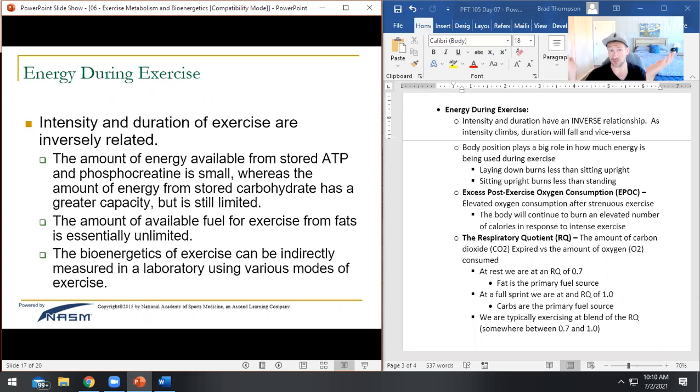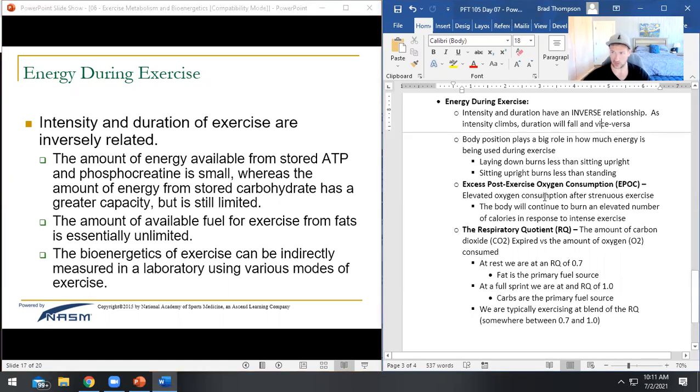Your 1 rep max can be done for 1 rep. If you can do it for more than that, it's not your 1 rep max, right? And so there's this inverse relationship. As intensity climbs, duration will drop. As duration climbs, intensity will drop. And this is why a 100-meter dash is extremely intense, whereas a marathon is extremely non-intense, at least in our vocabulary, right? When we're talking about intensity, we're talking about your maximum effort per repetition.